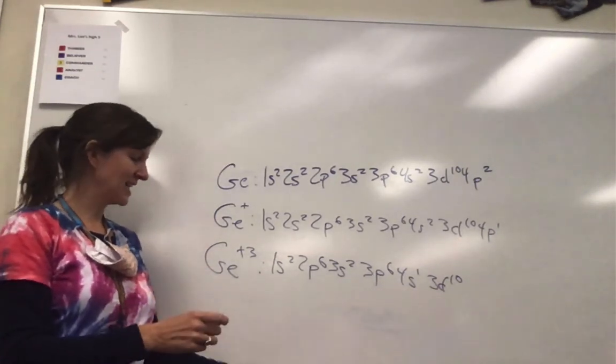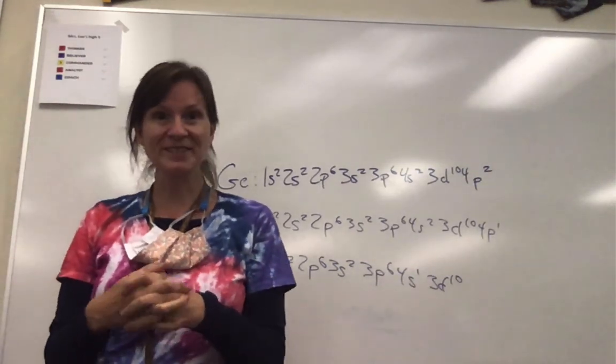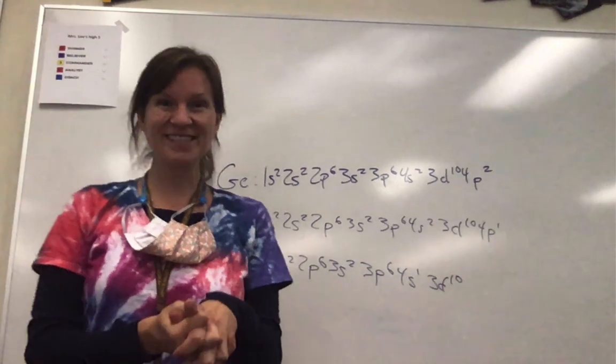So that's how to make ions. Again, if you're gaining electrons, it's super easy. Just put it in the orbital that's open. Go ahead and continue to do the practice, and have a nice night.